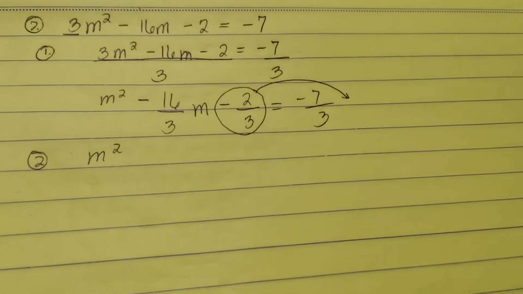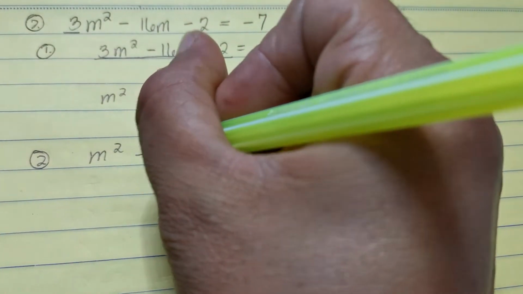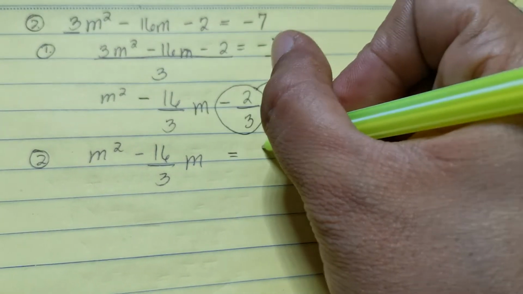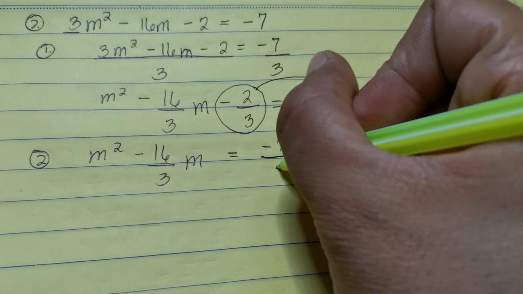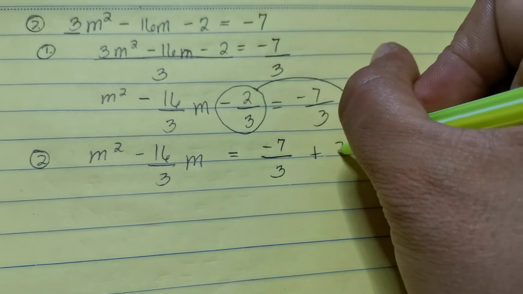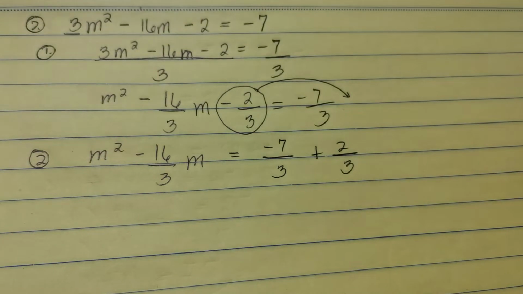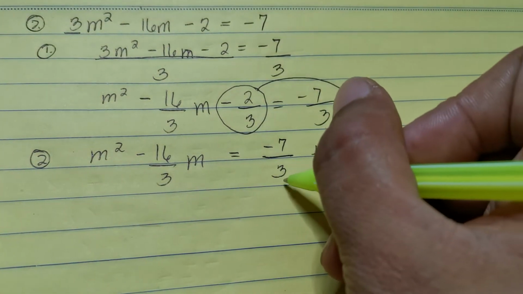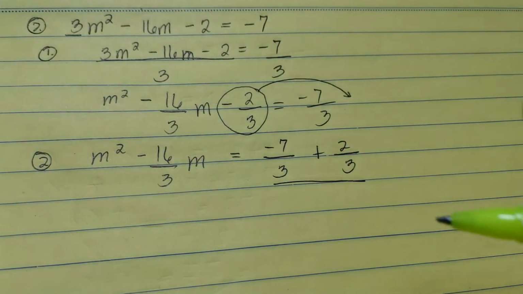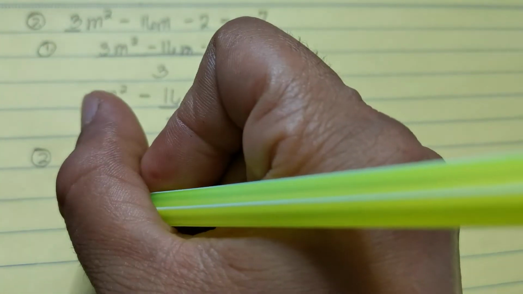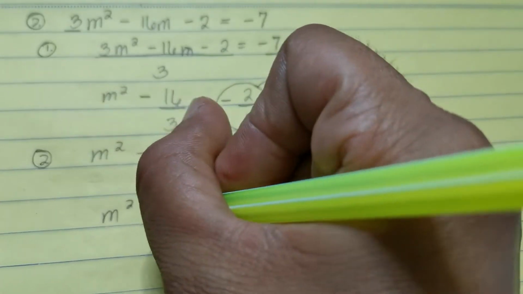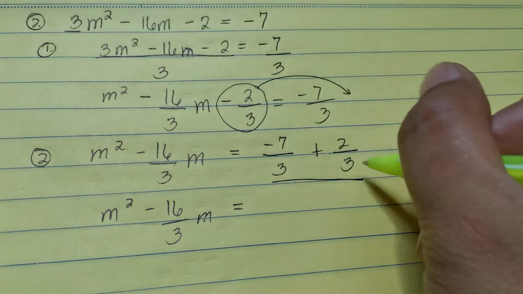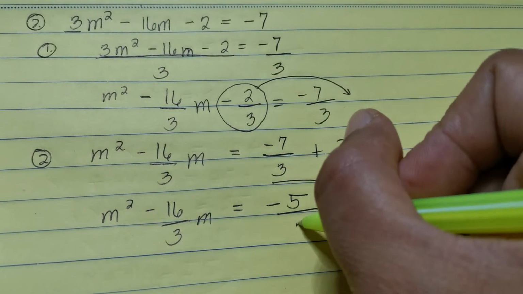Sorry about that, guys. So, negative 16 over 3m equals negative 7 over 3 plus 2 over 3. Are you following? I hope so. Let us simplify this side of our equation first before proceeding to our next step. So we have m squared minus 16 over 3m equals negative 5 over 3.